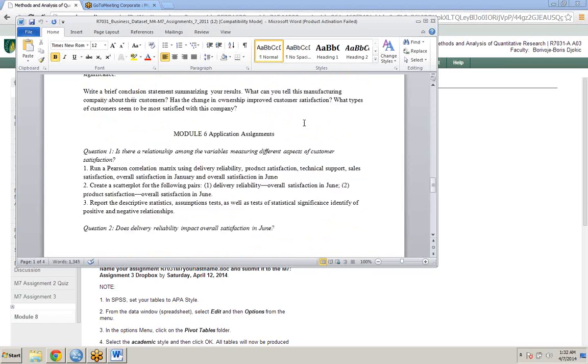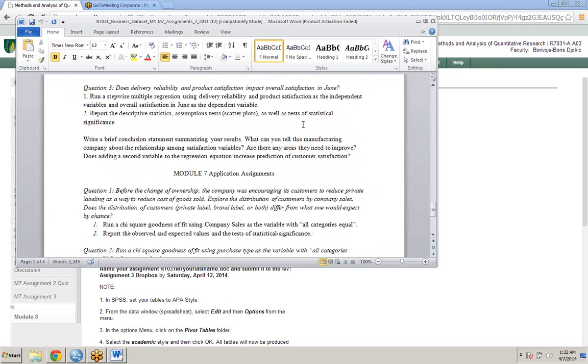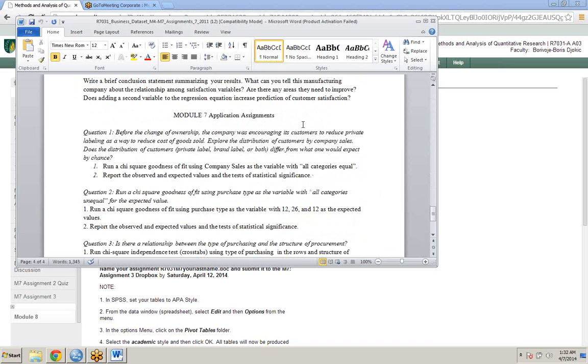Module 7 application assignments are related to nonparametric testing. Two words about nonparametric testing. When we are in a situation where we don't have normally distributed variables, which happens sometimes, or we have nominal variables which can never be presented in any kind of normal form, we need to use nonparametric testing, mostly in the form of chi-square.